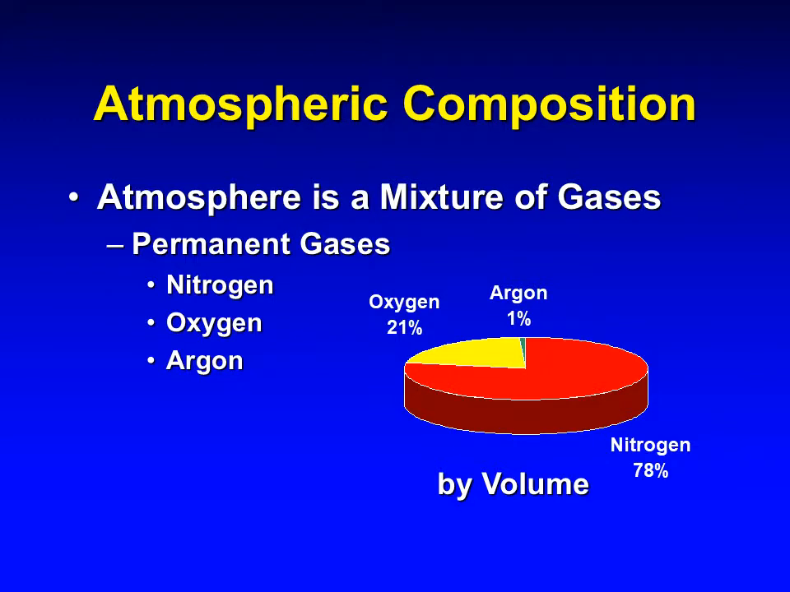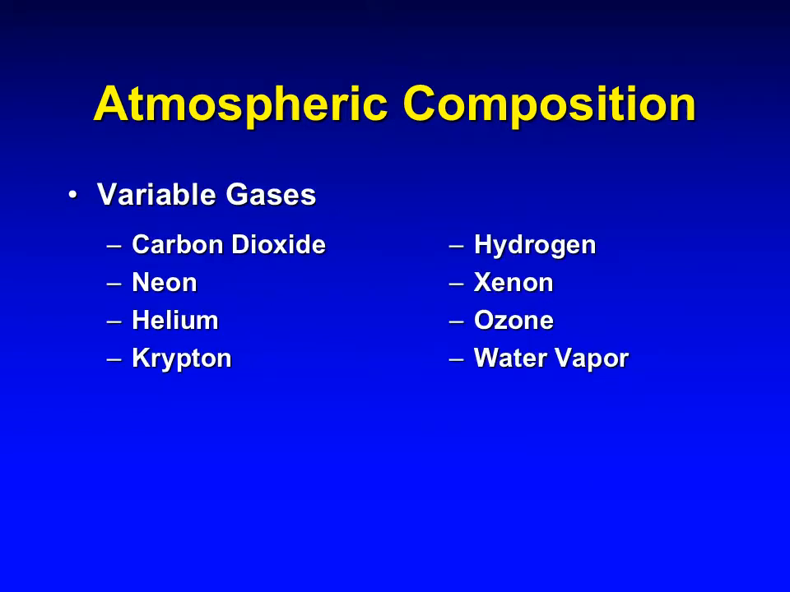As you know, in our atmosphere, the major constituents are oxygen, nitrogen, and argon in certain percentages per volume. And then there are trace gases in our atmosphere. The trace gases are carbon dioxide, neon, helium, krypton, hydrogen, xenon, ozone, water vapor, also methane. Some of these gases are very important because they're greenhouse gases and they affect the absorption of infrared radiation within our atmosphere.